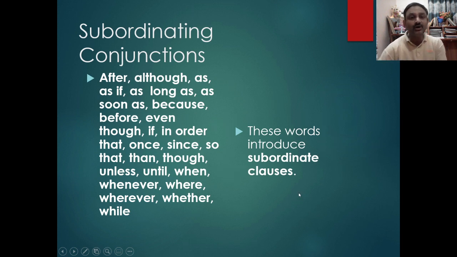So the subordinating conjunctions, there are many words. Here is the list: after, although, as if, as long as, as soon as, because, before, ever, even though, if, in order that, once, since, so that, then, though, unless, until, when, whenever, where, wherever, whether, while. So these words introduce to us subordinate clauses.